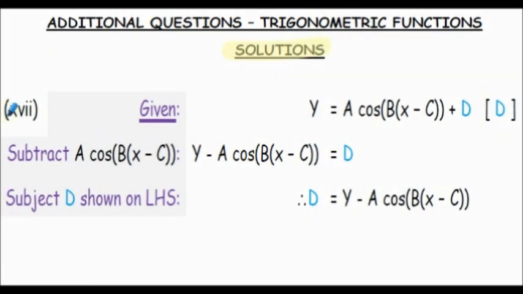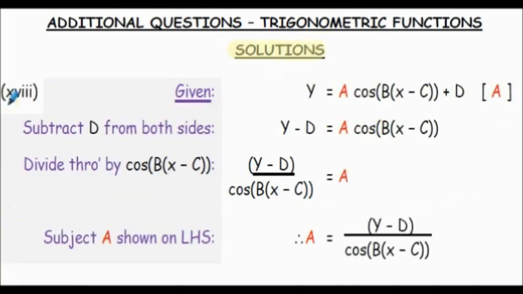Solutions continued. Question 17. We're given the equation y is equal to a multiplied by the cos, we've got nested brackets here, of b multiplied by, in the bracket, x minus c, add d. We've got to rearrange for d. So on the next line I've simply subtracted a multiplied by the cos, of our nested brackets here, is equal to d. So we've rearranged the equation for d, but on the next line I've simply turned the equation around so the subject d is on the left hand side. So d is equal to y minus a cos of our nested brackets.